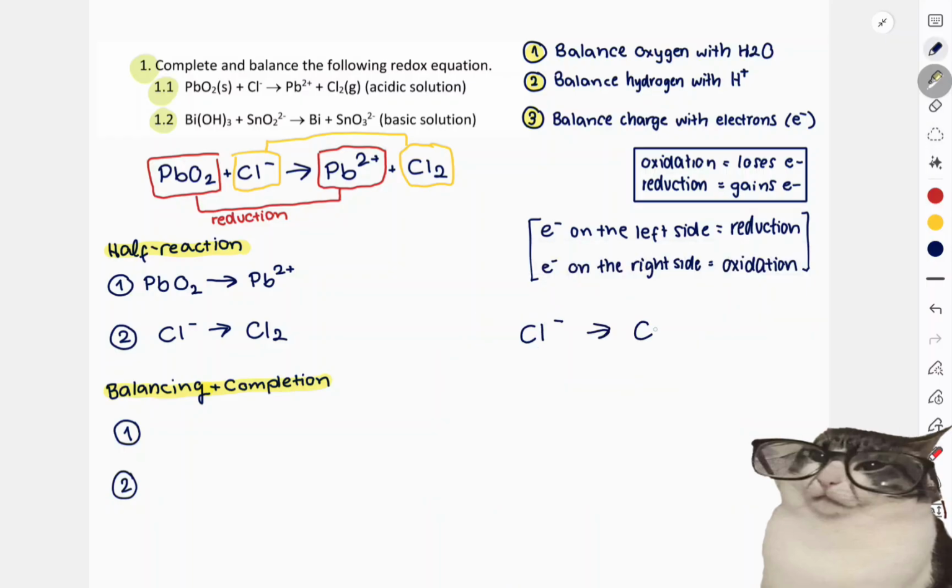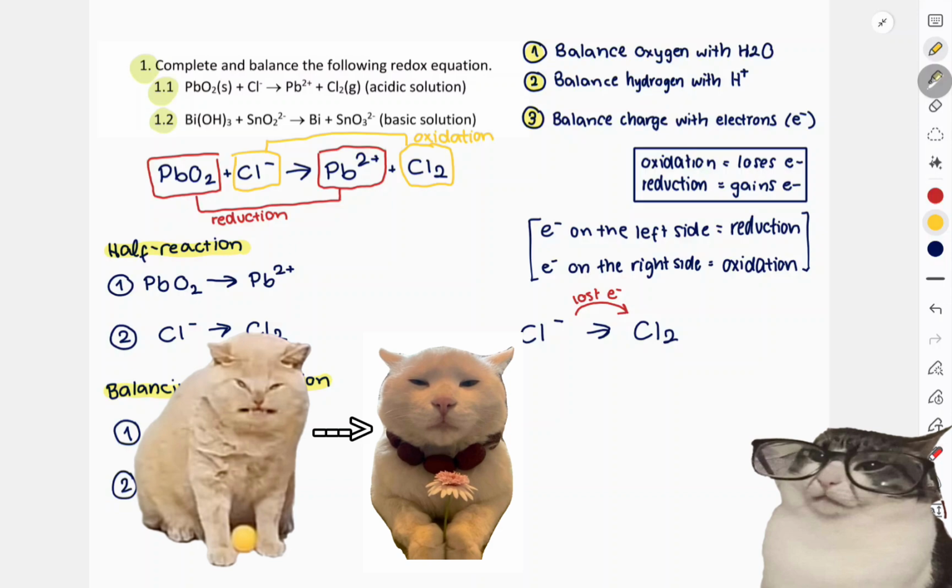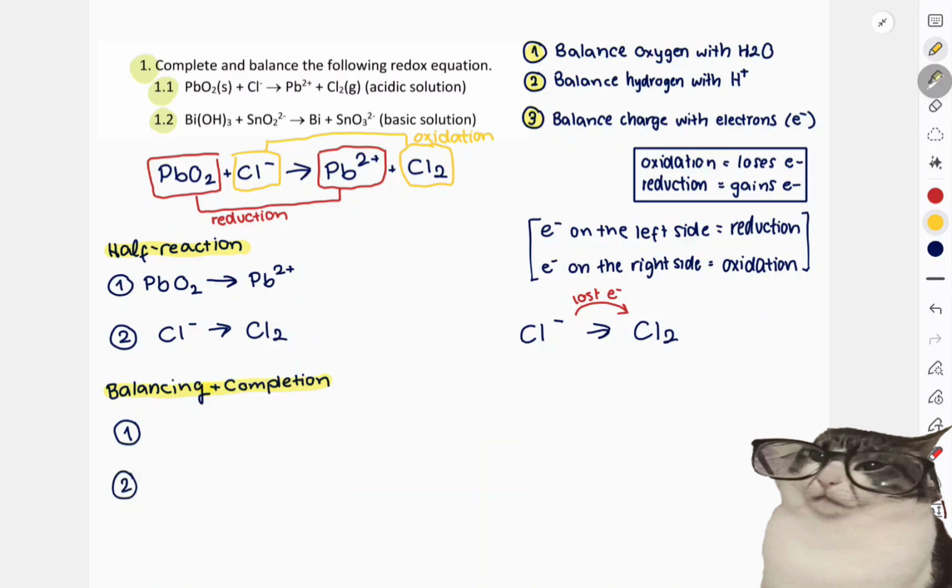So we have a chloride ion, and that turns into chlorine. So chloride has a charge of -1, and chlorine has an overall charge of 0. So this means that the chloride ion has lost an electron, because we're going from a negative to an overall charge of 0. You can think of it in a funny way, and that is the chloride has lost some negativity and it is happier now because it has lost that electron.